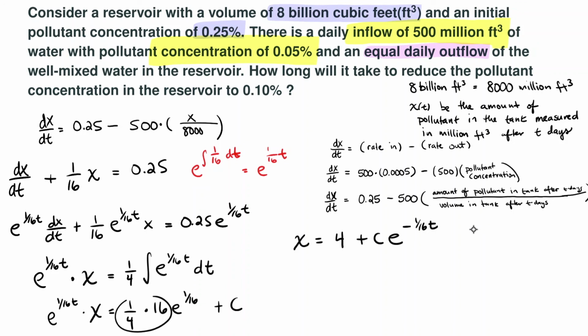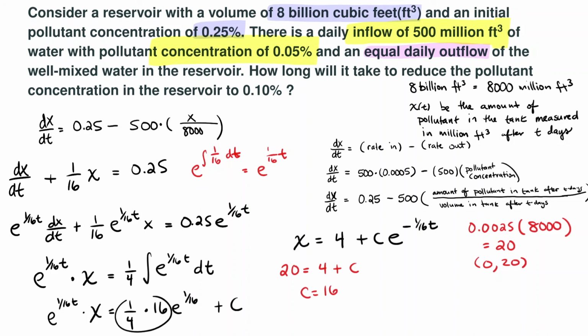So we could find the initial amount if we take the 0.25%, write it as a decimal, 0.0025, multiply it by our 8,000 million cubic feet, and that should give us 20. So we have our initial condition of (0, 20). If we substitute that in, we can solve for c. 20 equals 4 plus c times e to the negative 1/16 times 0, which is e to the 0, which is 1. So that's just c. Solve for this, c should be 16.